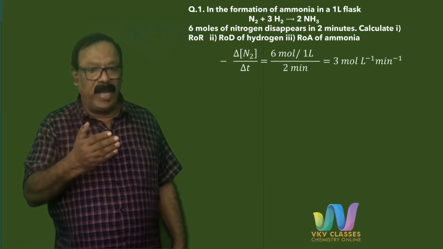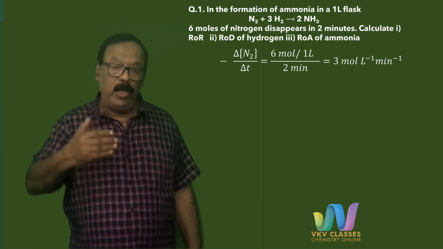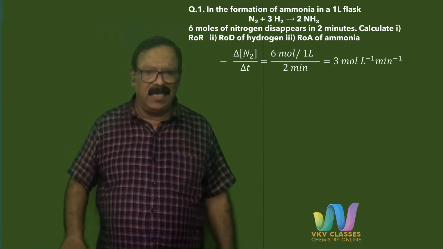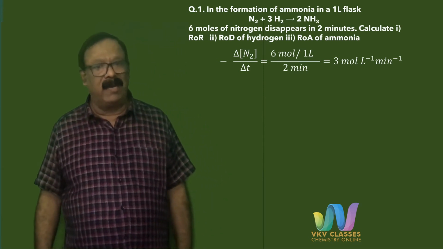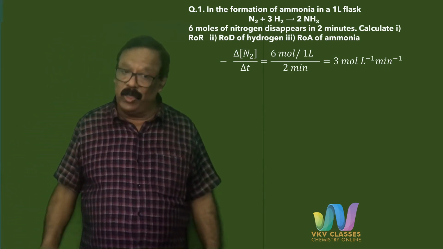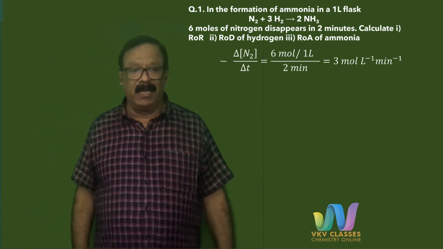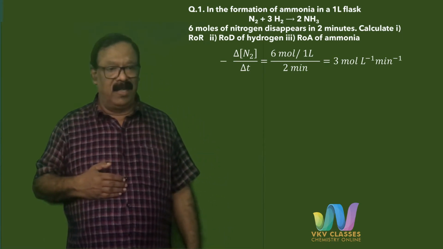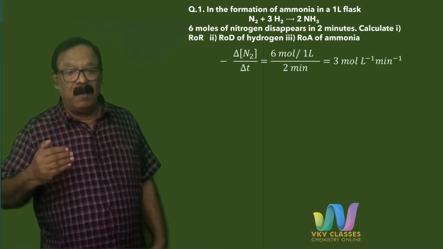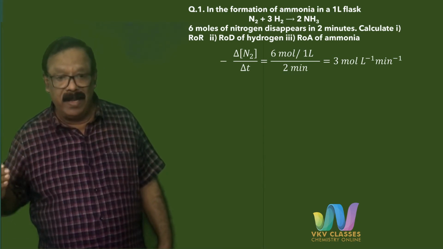But the rate of reaction unit, in such cases, you can leave as such. The time is given in minutes, but no harm in converting into second. The time 2 minutes can be multiplied by 60 and converted into second. So this is the data that is given. So rate of disappearance of nitrogen is 3 moles per liter per minute.